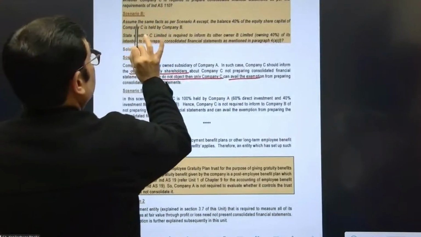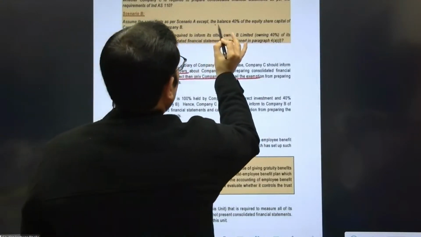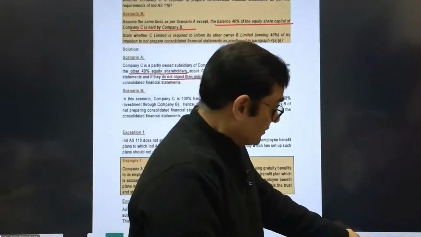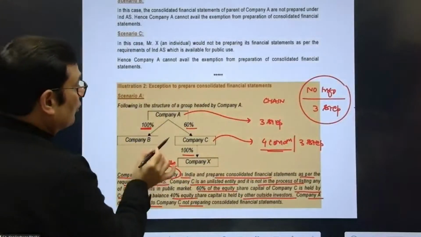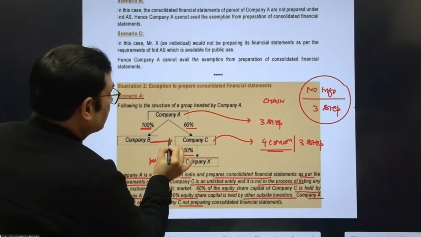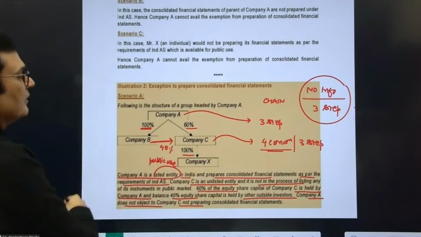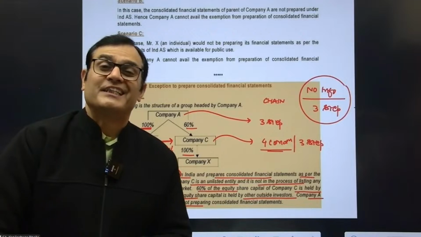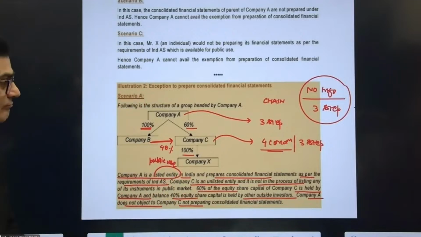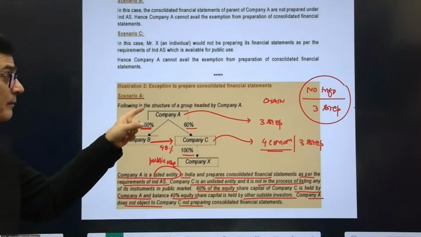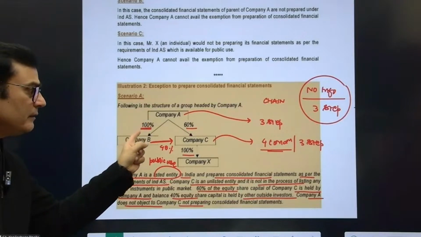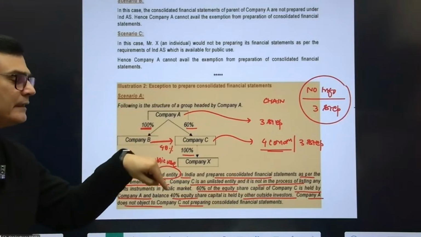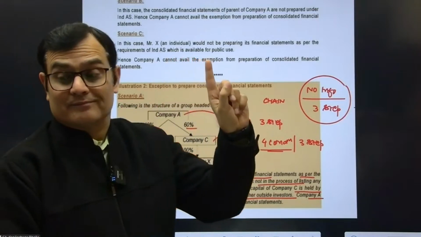Now, scenario number B, assume the same facts except that the balance 40% of company C is held by company B. So now the 40% of this company is held by company B. Do I now need the NOC of the NCI, the B? Remember, A has got 100% in B. So can I say that through B, he's got a stake in C, and directly in C? Get this and clear?